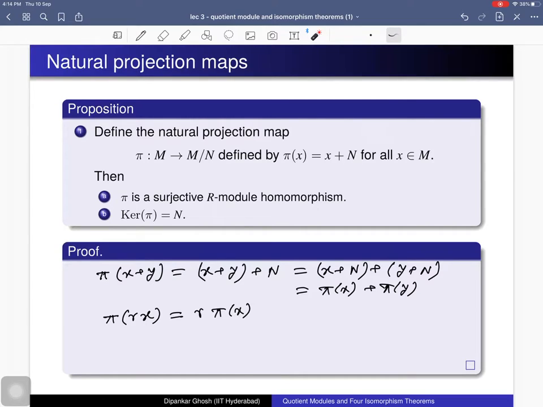And what about its kernel? As we can see, its kernel is N. How to prove that? Suppose pi of x is 0. That means, if and only if this coset is just the 0 element of M mod N. And what is the 0 element of M mod N? This is just this trivial coset, N. And it is equivalent to saying that x belongs to that submodule N.